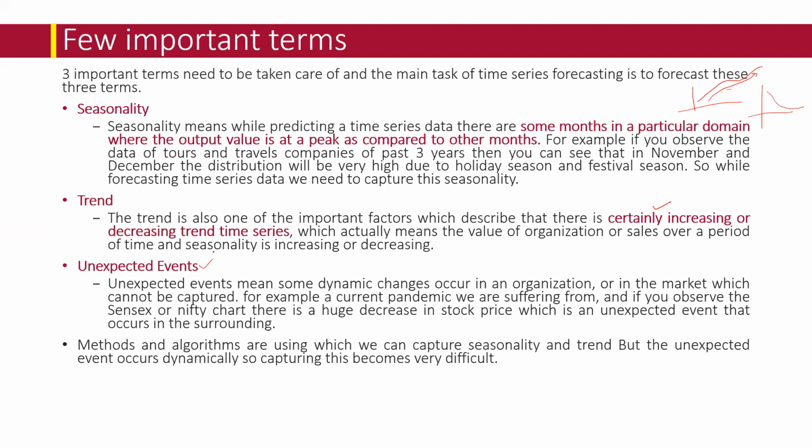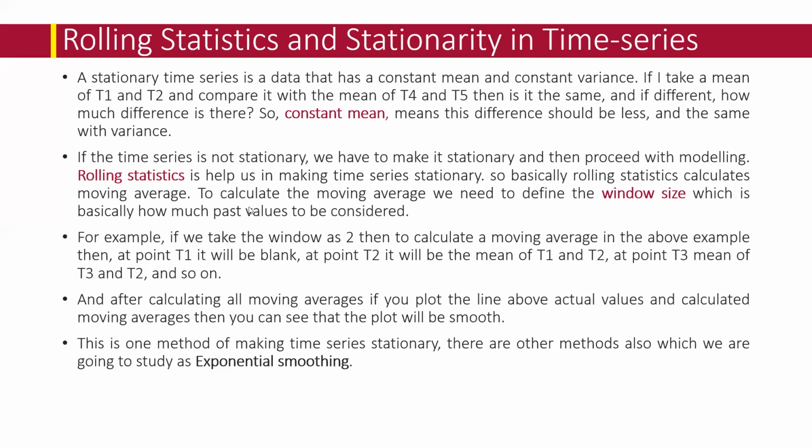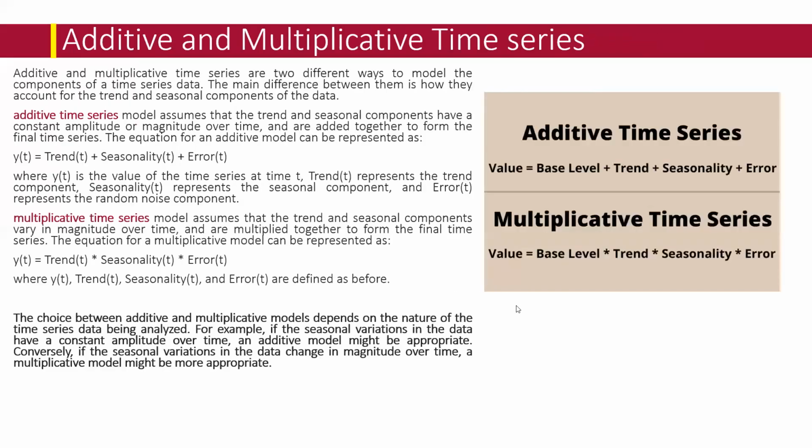So you see, these three things are part of a time series, and we have to identify these individual components. We have to counter them before drawing any conclusion, right? We have to bring it to a state where the effect of these components can be nullified and we can have a model, right? Similarly, there are certain things called constant mean, rolling statistics, window size, exponential smoothing, right?